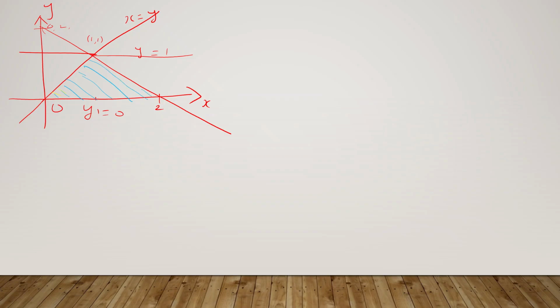Okay. Now after sketching the region, we need to change the order. So the problem is a double integration, and we need to change the order as dy dx. Integrand is xy. So we need to get the limits for y first.